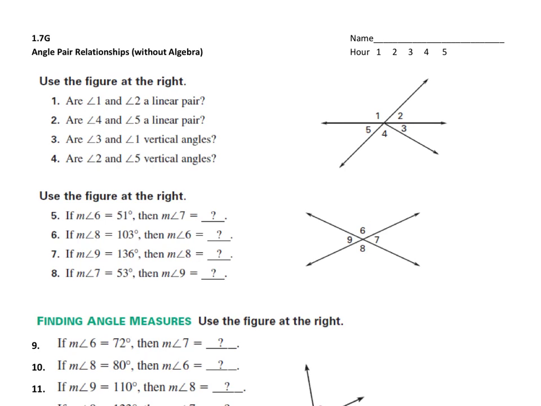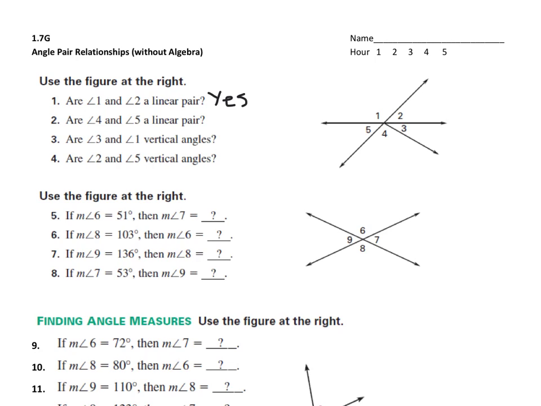Okay, this video is about 1.7g, angle pair relationships without algebra. Let's start with problems 1 and 2. So for problem 1, it's asking us, are angles 1 and angle 2 a linear pair? And the answer is yes.